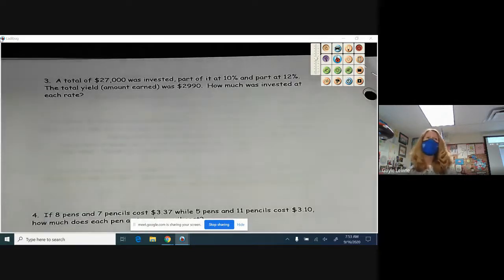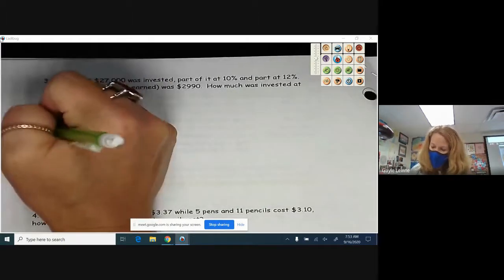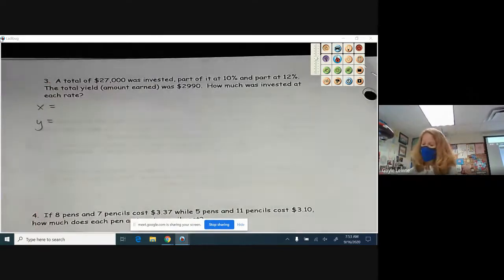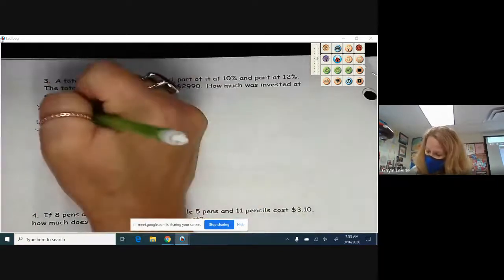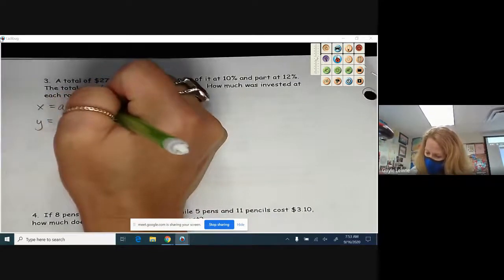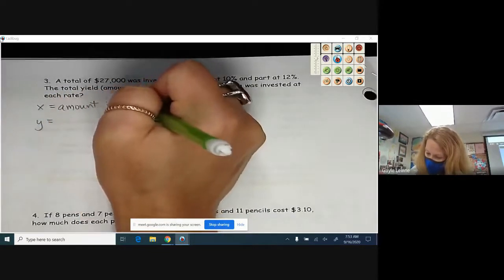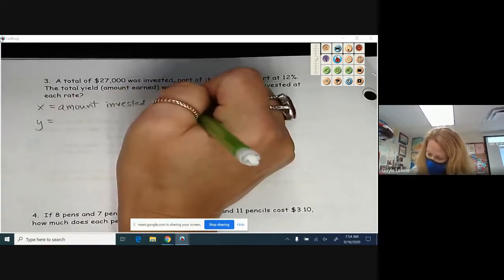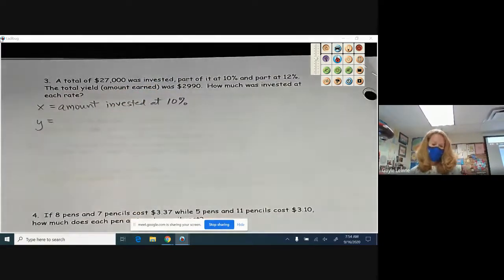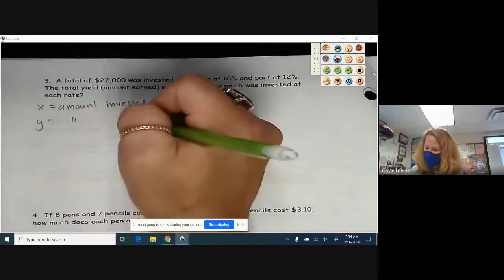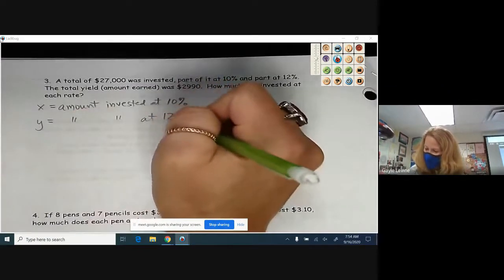So first thing we always want to do is assign our variable. So I'm going to go ahead and assign x and y. I'm going to say x is the amount invested at 10%. And then you can use a little bit of shorthand. You remember maybe the quotation marks mean it's the same thing as the next line. By all means, feel free to use that. So y is the amount invested at 12%.